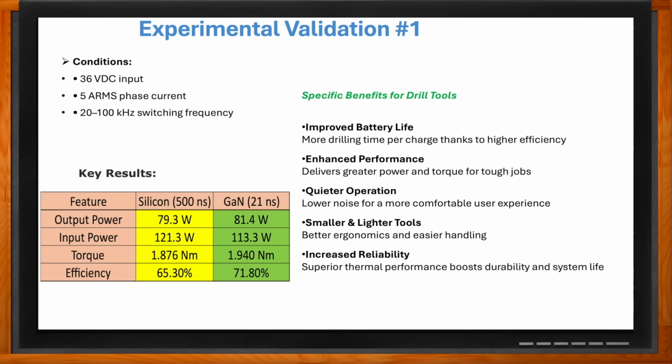So with the silicon, we were running at about 79, let's say 80 watts. With the GaN, it was also 80 watts, but the input power was 121 watts. For the silicon, 113. So we reduced that by about 10 watts, the input power, so it ran a lot more efficient with GaN. The torque was higher at the same voltage levels, and the efficiency was up about 80 or so percent.